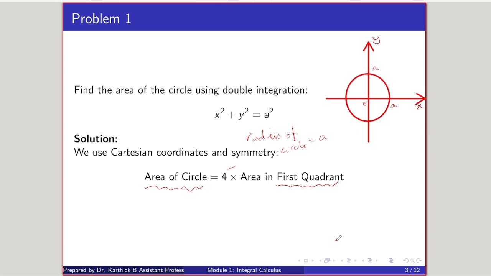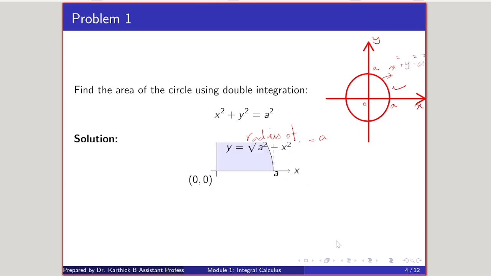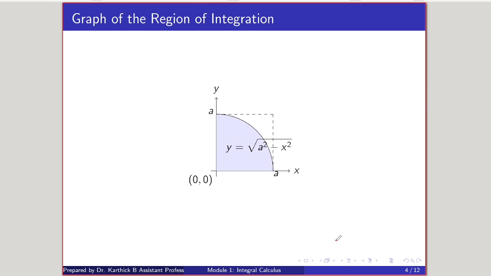So 0 to a. So instead of finding the area of the whole circle, it is enough to find the area only in the first quadrant. If I multiply with 4, then it is enough to find the total area. So I may take the first quadrant alone. Of course, this curve will be x square plus y square equal to a square. So I am taking the first quadrant alone.